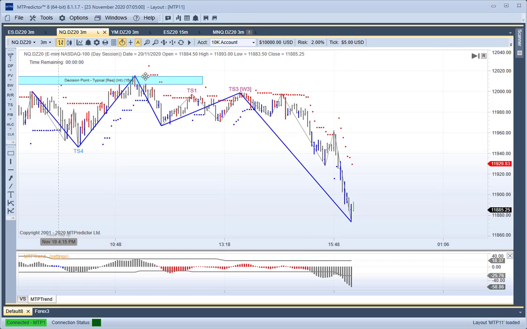So because the market reversed at this high, this is where we start our Elliott wave count, the point we start our Elliott wave count. This is my unique isolation approach to Elliott wave, what we use in MTPredictor.